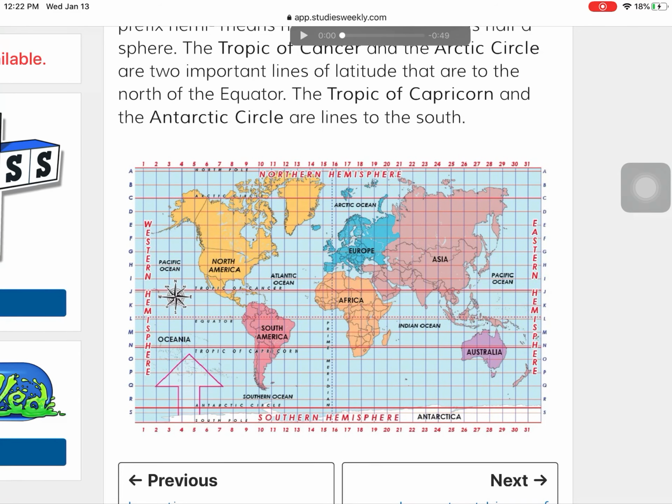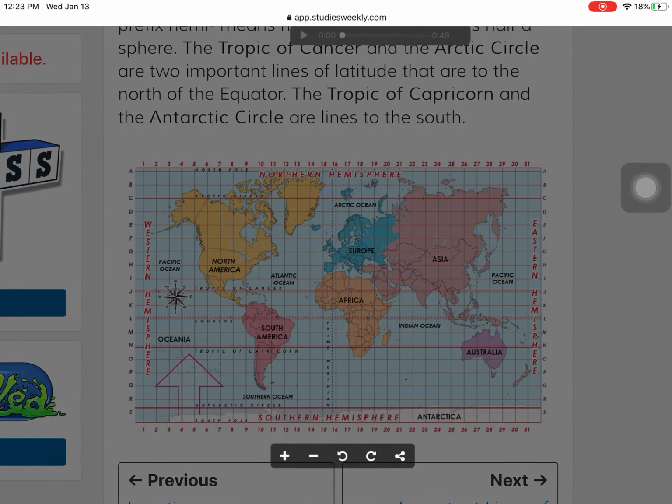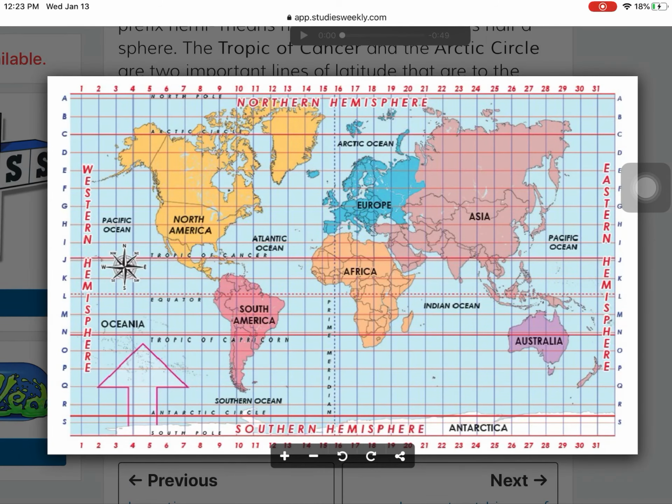So if we look on our map here, I want you to point to the equator of our map. Go ahead and point to the equator. Drag your finger along the equator. See if you can drag your finger along the equator. Be dragging it like this. That dotted line there, it says equator right here. That is our equator. Right above it, the Tropic of Cancer. That is that line there, and the Tropic of Capricorn is this other line here.